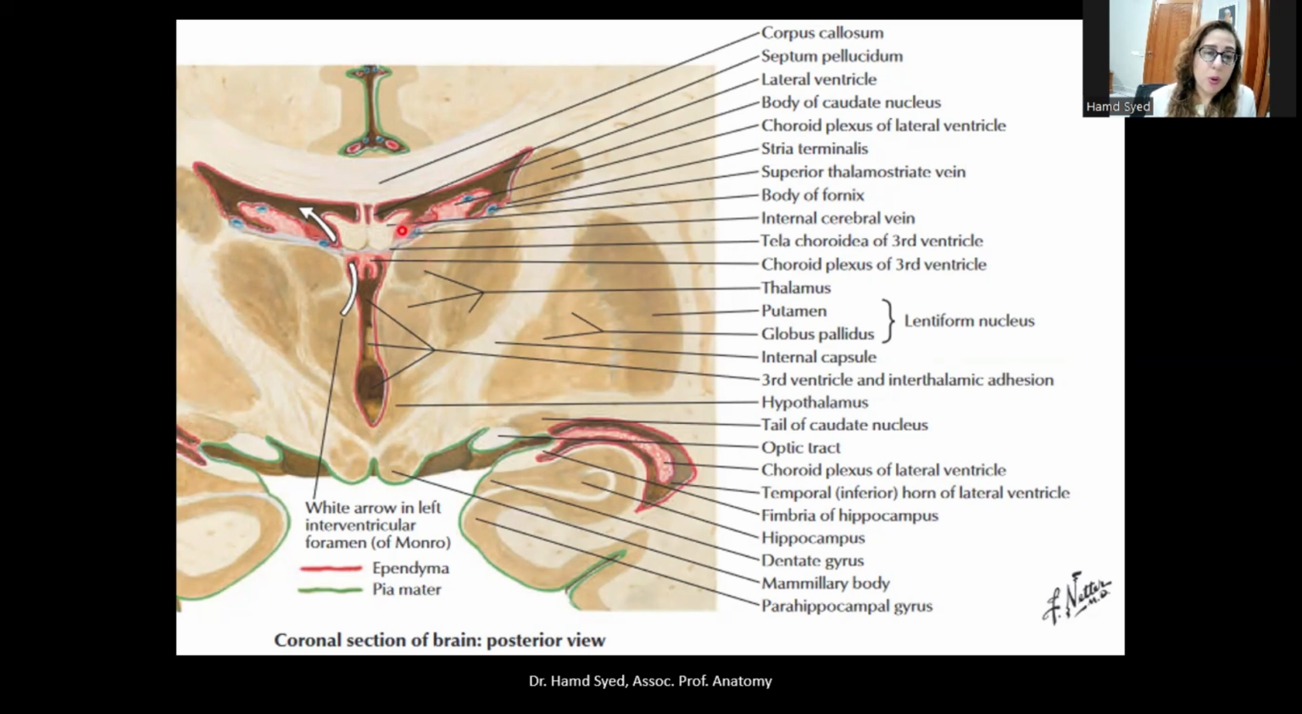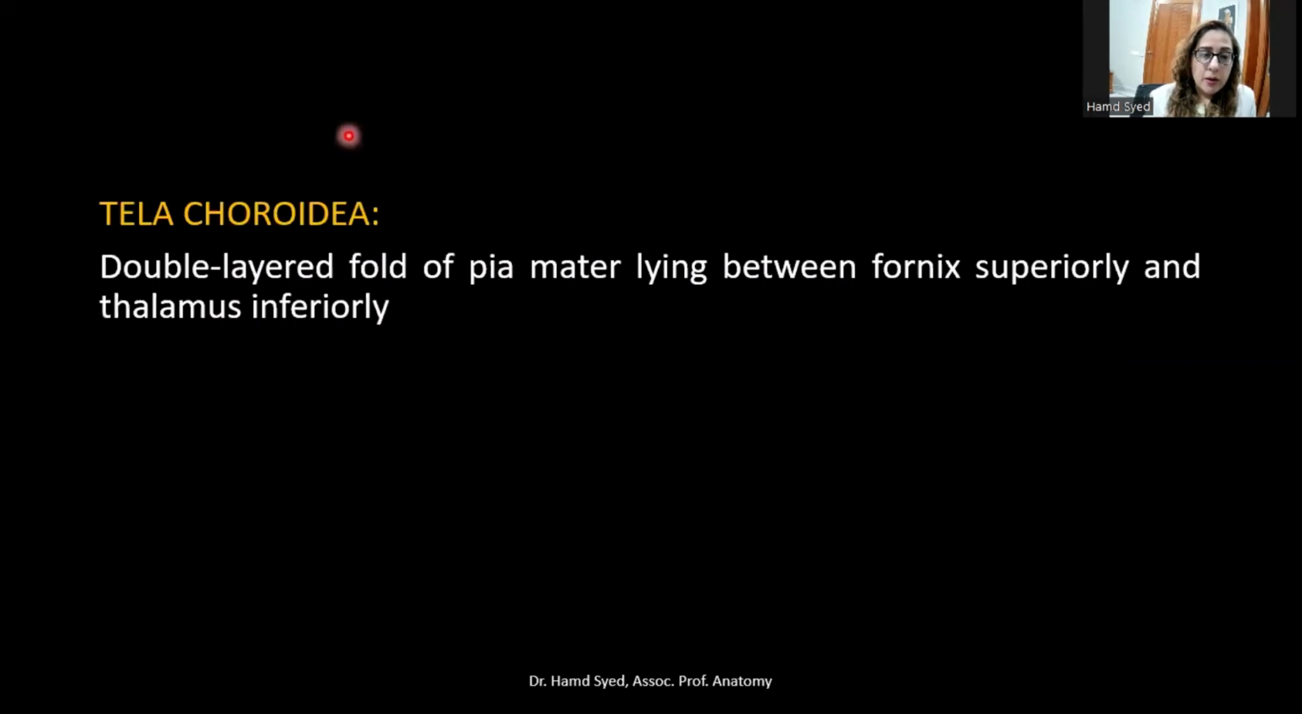Also remember, the point between the fornix and the thalamus is the choroid fissure, where there is projection of the choroid plexus of the lateral ventricle. Now that we're talking about choroid plexus, first we want to know what is tela choroidea. Remember that tela choroidea is the double-layered fold of pia mater, which is lying between fornix superiorly and thalamus inferiorly.